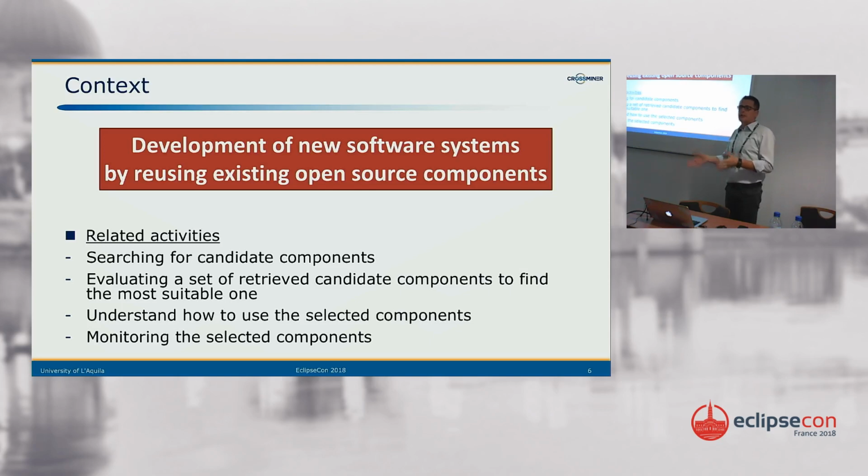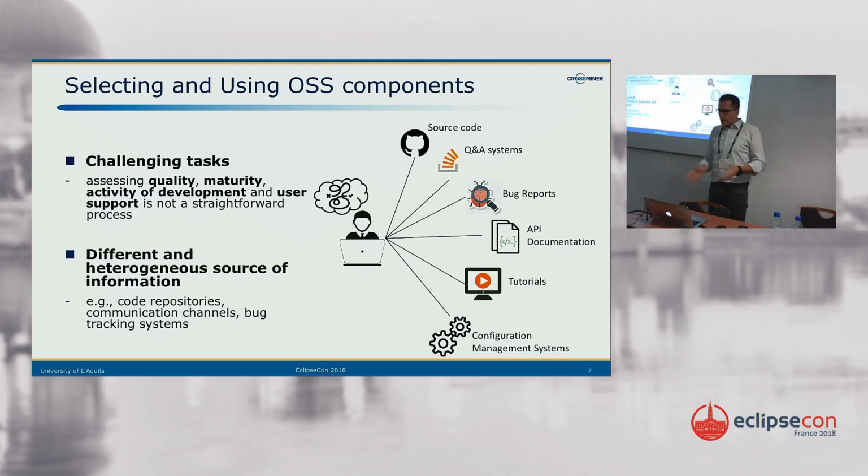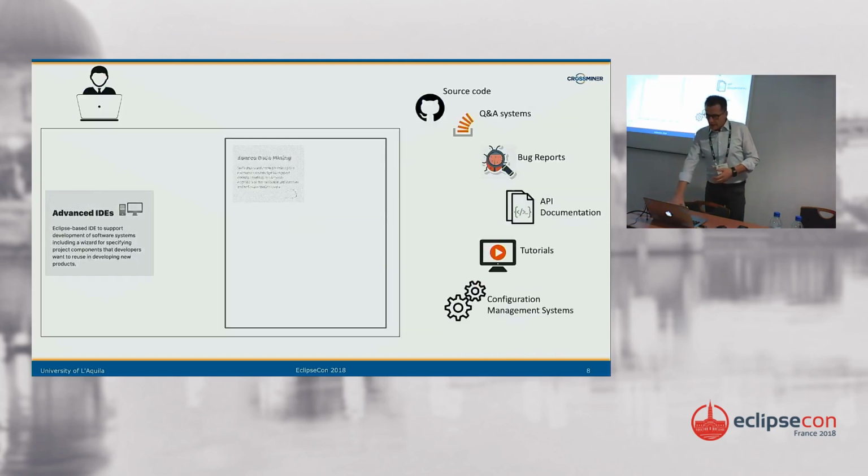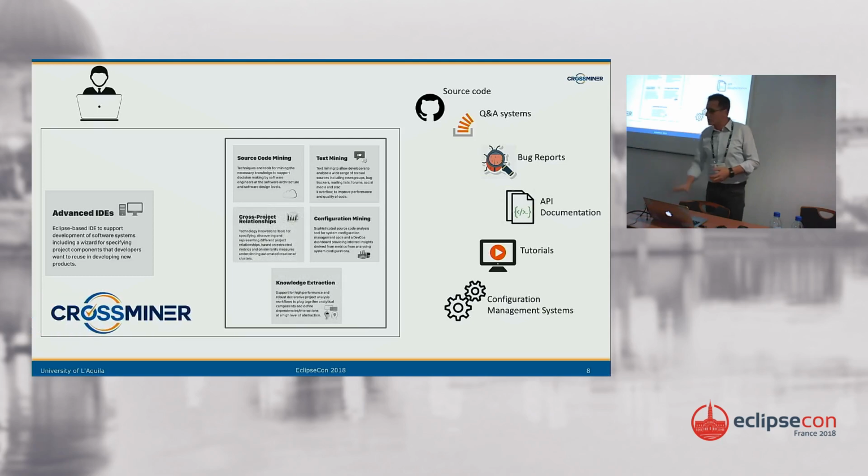and also you want to monitor the selected components, because you want to see, for instance, if the quality of these components goes down because the community is reducing the support around the components, etcetera. When we want to select and use open source components, there are several tasks you have to deal with. You have to consider different, heterogeneous sources of information. In this respect, CrossMiner is essentially in between the developers and all the sources of information.